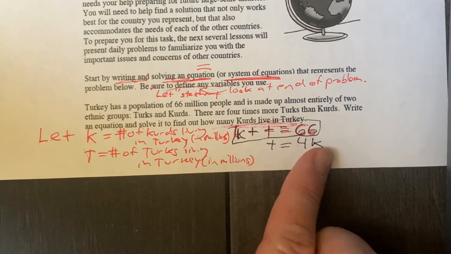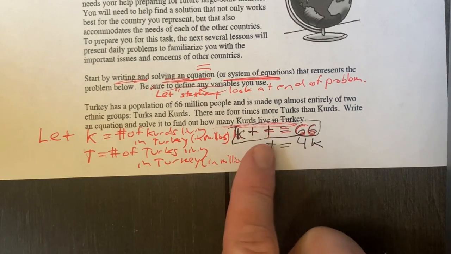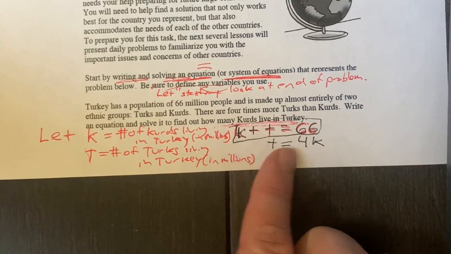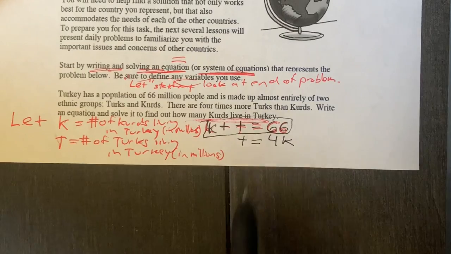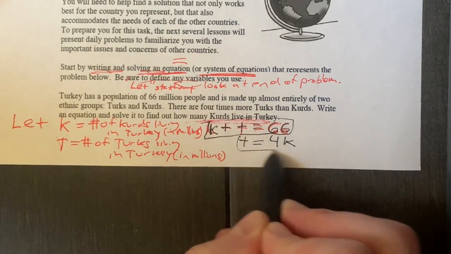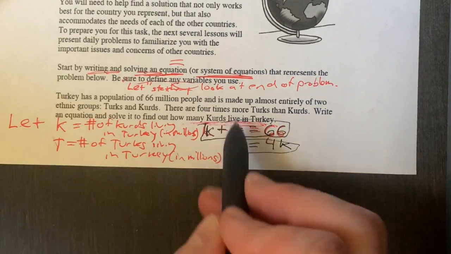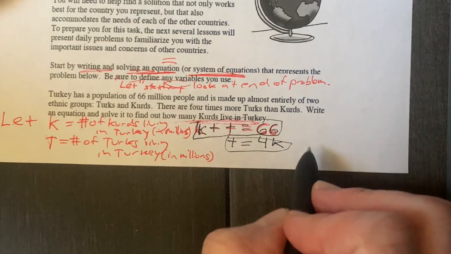You take the number of Kurds you have, multiply by 4, and that's going to be equivalent. It's going to equal the amount of Turks you have. To solve this one, you all know what to do. We have 1 equation, we have 2 equations. So now we've defined our variables and have our equations, so we're going to solve by substitution.